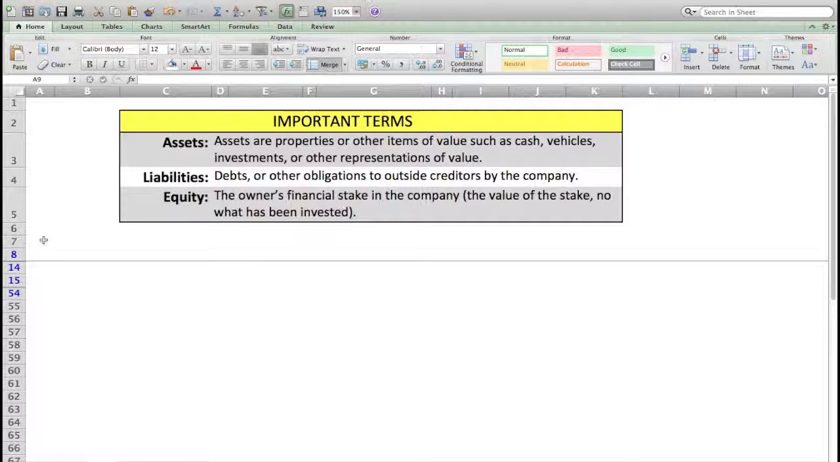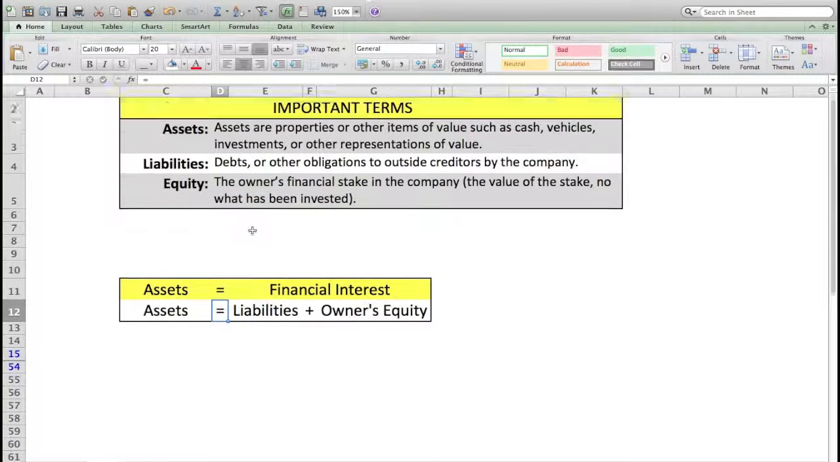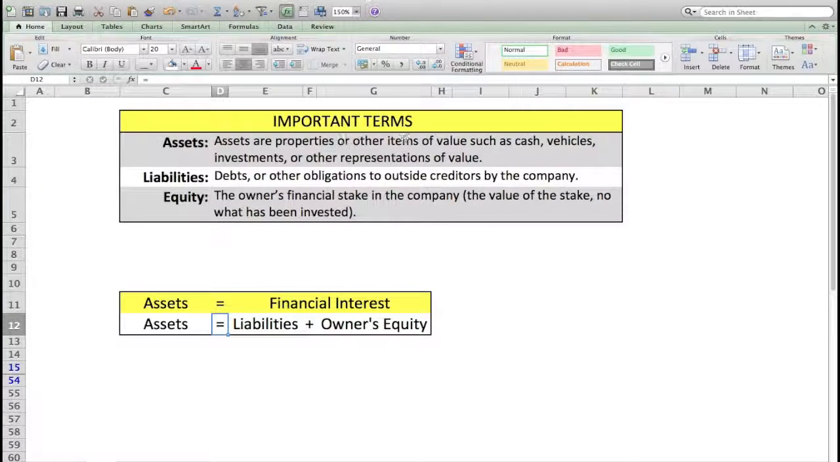So we can show this in the following equation. The basic equation is assets equals your financial interest. That's very basic, but to be a little more specific, your assets will always equal your liabilities and your owner's equity. So like I said, your property value, cash, vehicles, and everything will equal all your outstanding debt and liabilities plus whatever owner's equity is remaining.